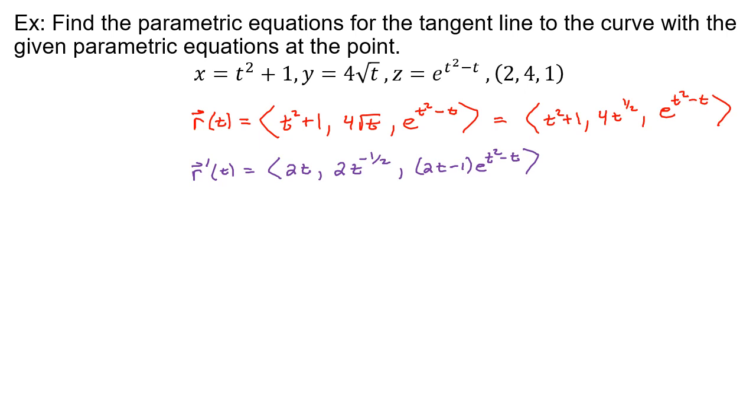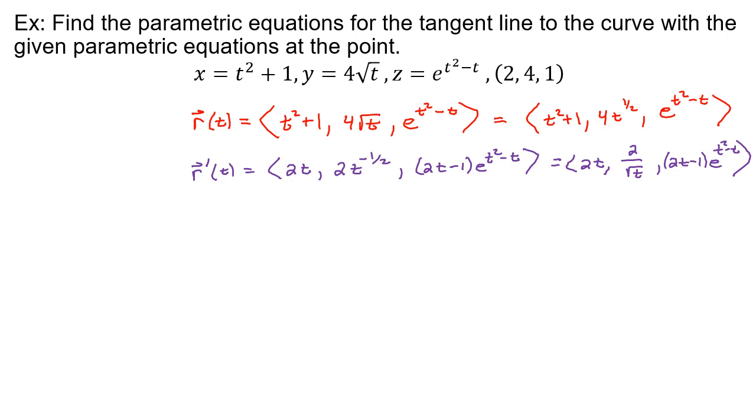You can rewrite that to make it look a little prettier if you want to. Not a whole lot's going to change. This would still be 2t. You could make this be 2 over the square root of t if you like, but the rest of it's just going to be the way it is. But anyway, that would be my derivative.